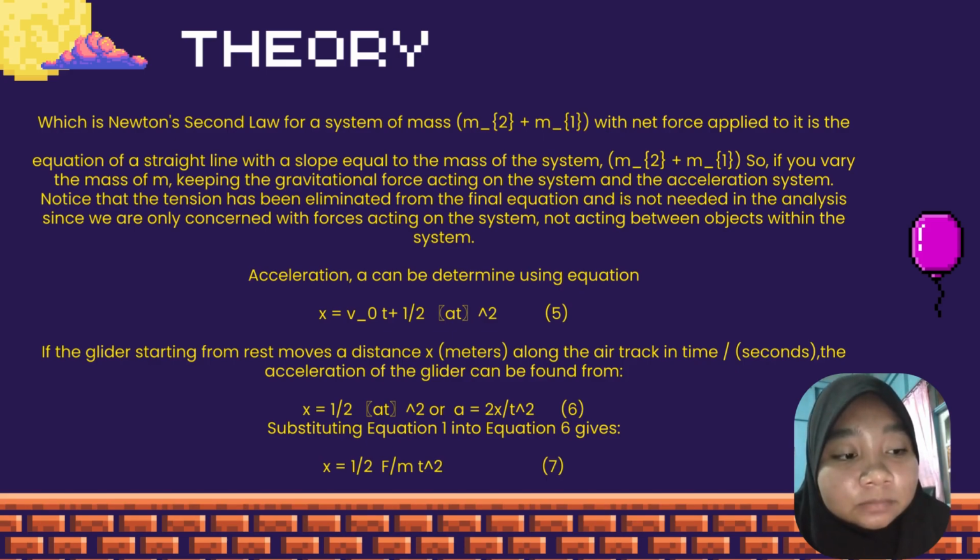Acceleration a can be determined using the equation x equals v0t plus 1/2 at squared. If the glider, starting from rest, moves a distance x meters along the air track in time t seconds, the acceleration of the glider can be found from x equals 1/2 at squared, or a equals 2x over t squared. Substituting equation 1 into equation 6 gives x equals 1F over 2m t squared.